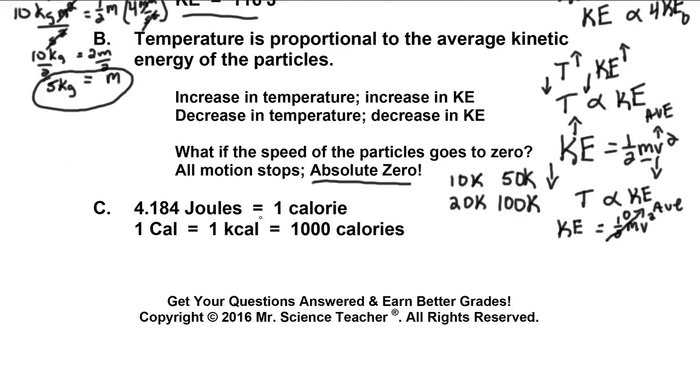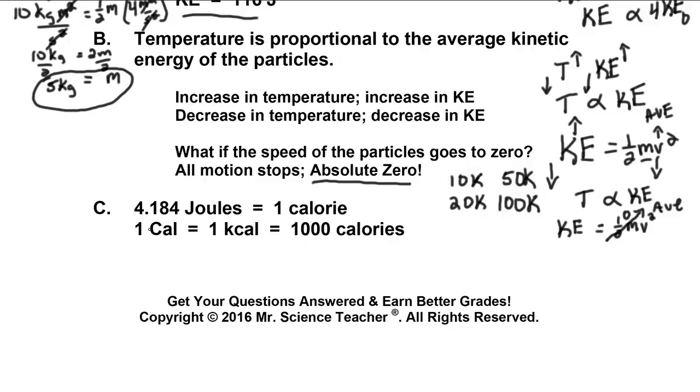4.184 joules equal 1 calorie. That's a conversion. Joules is a unit of energy. Calorie is a unit of energy. If I get a bag of M&Ms, or if I look on the product label of a food item, you'll notice that that food item is so many calories.